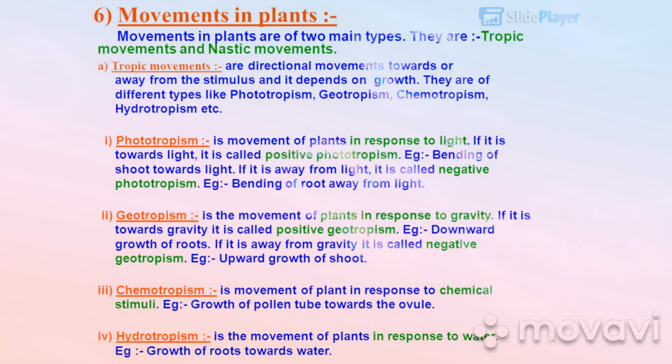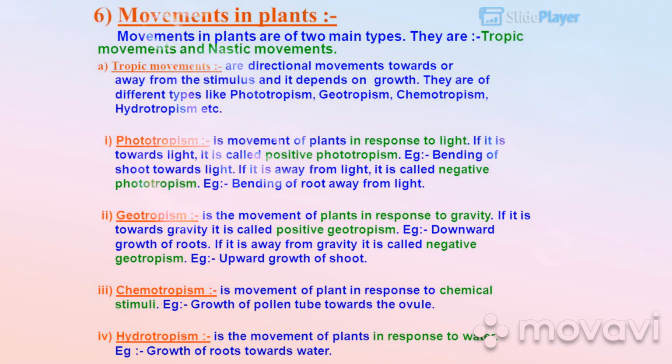2. Geotropism is the movement of plants in response to gravity. If it is towards gravity, it is called positive geotropism, e.g., downward growth of roots. If it is away from gravity, it is called negative geotropism, e.g., upward growth of shoot.